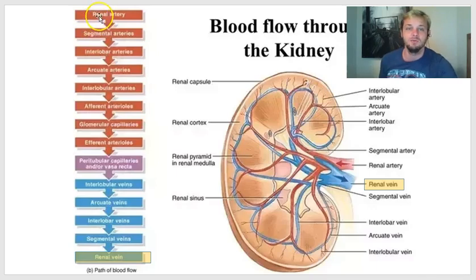So real quick: renal artery, segmental, interlobar, arcuate, interlobular, afferent arteriole, glomerular capillary, efferent arteriole, paratubular capillary, interlobular vein, arcuate vein, interlobar vein, segmental vein, and then finally renal vein. And this blood flow is really important because this is where all that filtration is taking place.